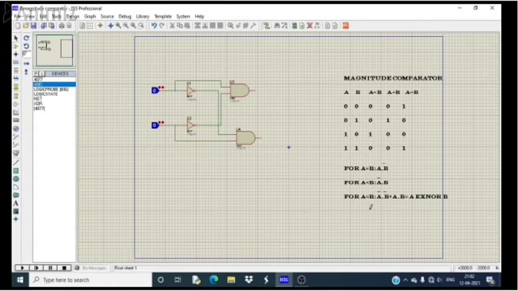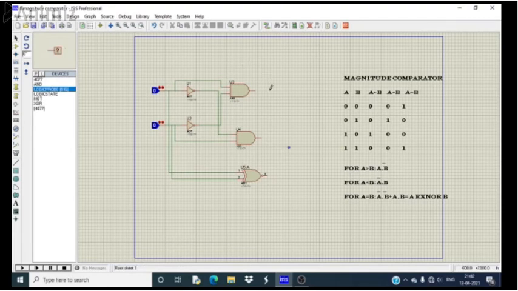The equation for A equal to B is A XNOR B. This is an XNOR gate. This is a logic probe for indication of output. This is for A greater than B, this is for A less than B, and this is for A equal to B.